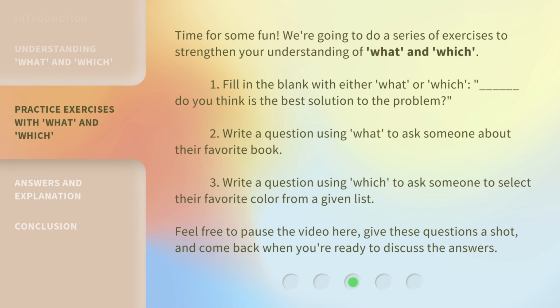Time for some fun. We're going to do a series of exercises to strengthen your understanding of what and which. 1. Fill in the blank with either what or which: blank do you think is the best solution to the problem? 2. Write a question using what to ask someone about their favorite book. 3. Write a question using which to ask someone to select their favorite color from a given list. Feel free to pause the video here, give these questions a shot, and come back when you're ready to discuss the answers.